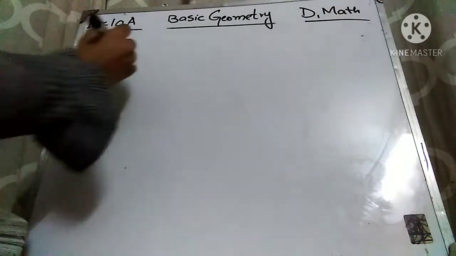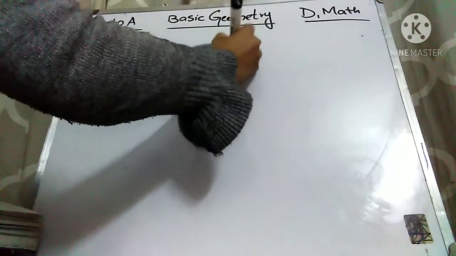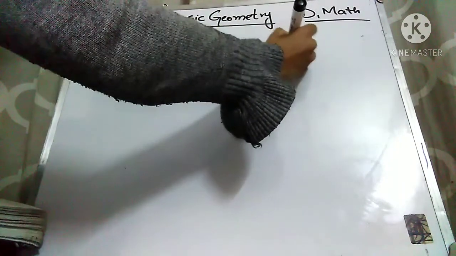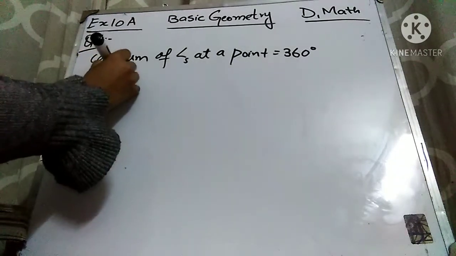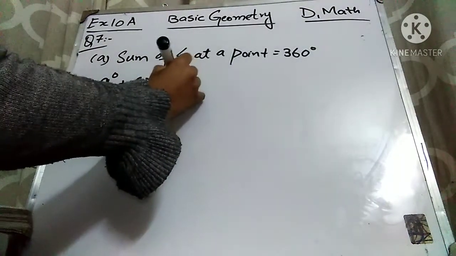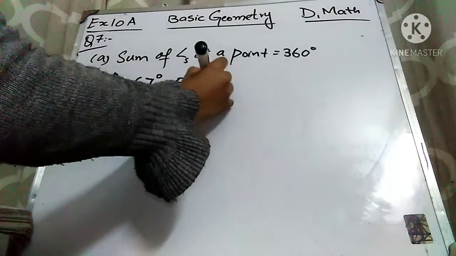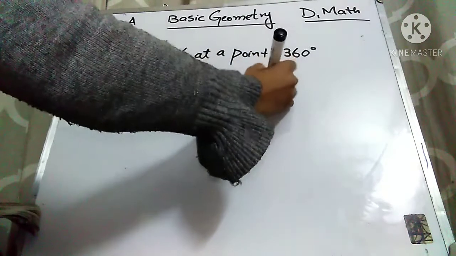Students, remember that the sum of angles at a point is equal to 360 degrees. Now 4 angles are given at a point. You just have to add them and make them equal to 360 degrees to find the value of the unknown. So the angles are A, 67, 52, 135. And the sum of angles at a point is equal to 360 degrees.